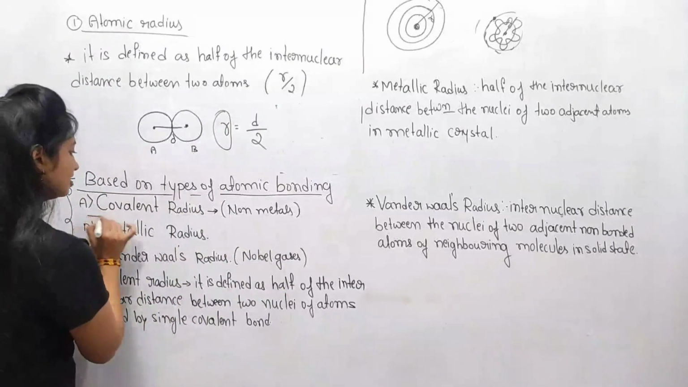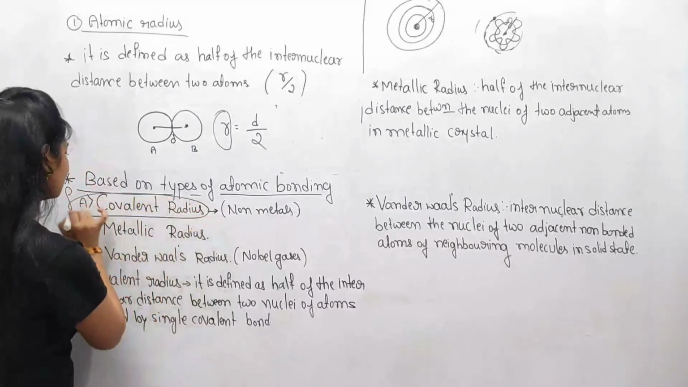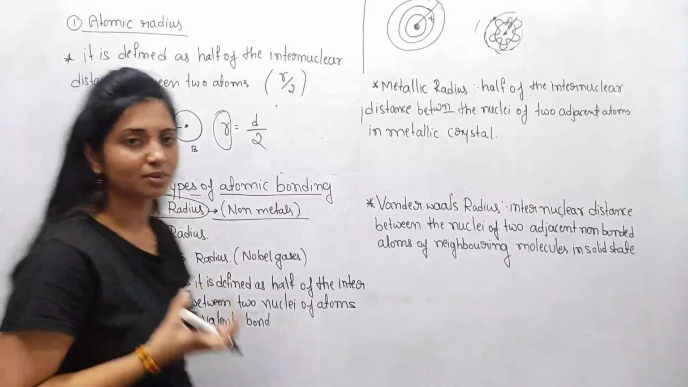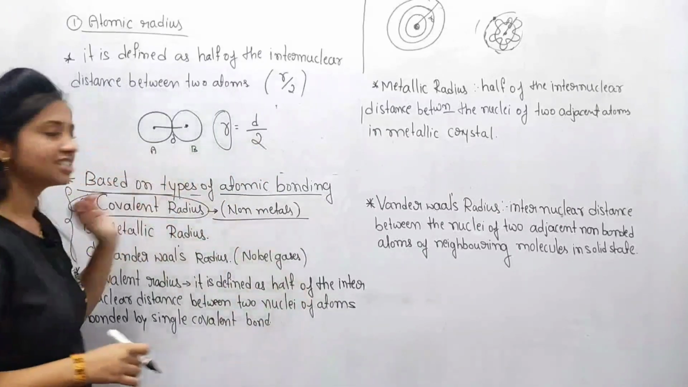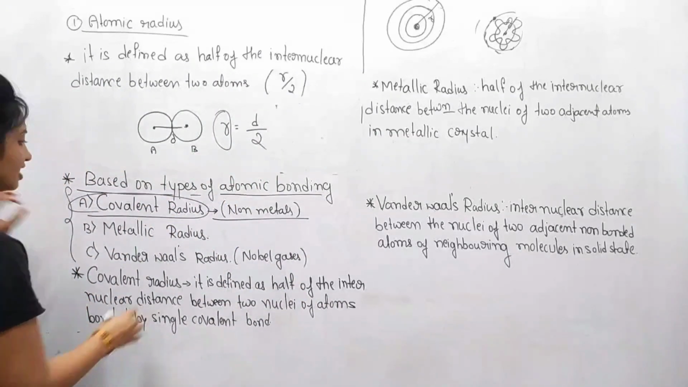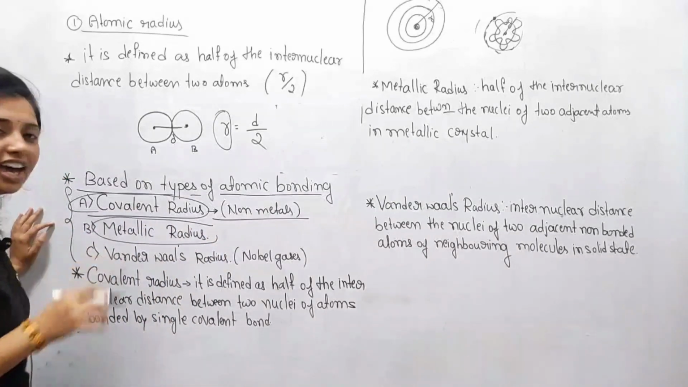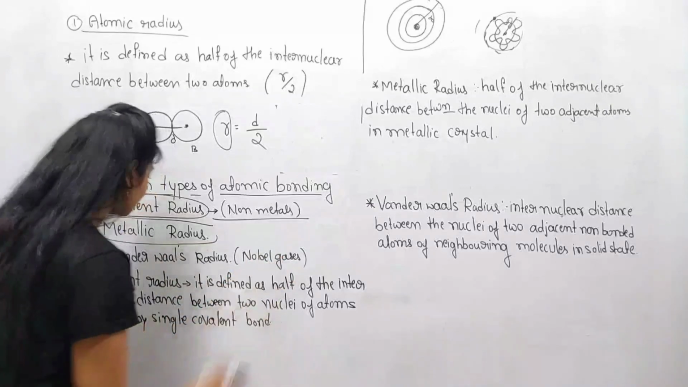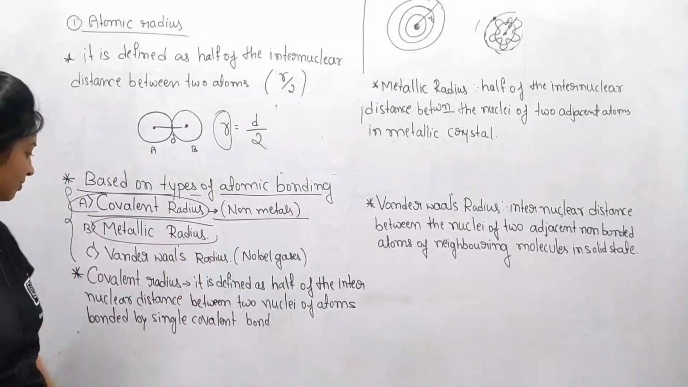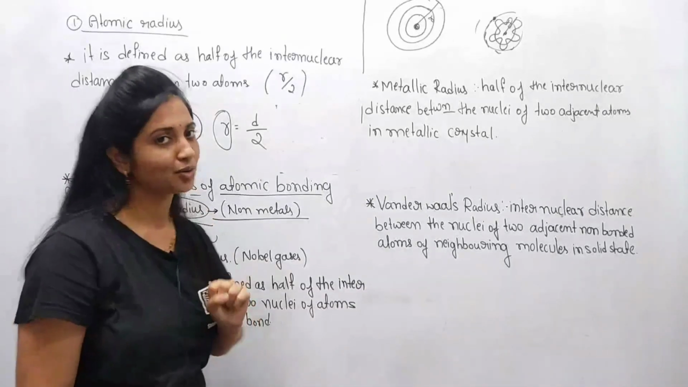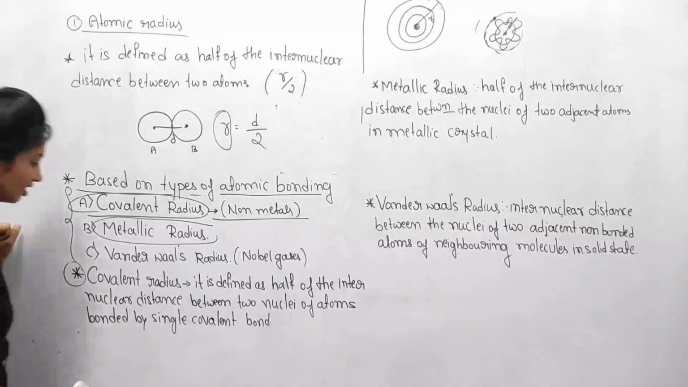So covalent radius we see in non-metals, meaning almost all covalent bonding takes place in non-metals, and in metals we observe the metallic radius, and in noble gases we observe van der Waals radius. First I wish to explain covalent radius. So what do you mean by covalent radius?